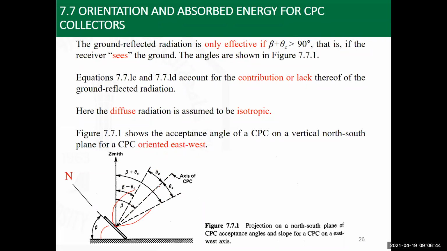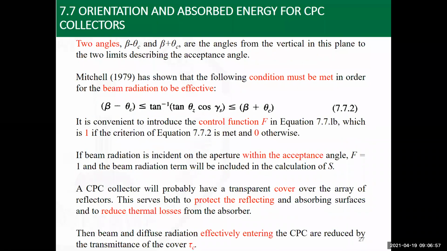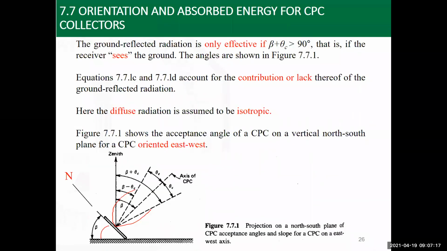And the energy will be falling into it. And now it depends on the values of beta and theta c how much of the energy is going to be falling in. So two angles are the angles that we are interested in, beta minus theta c and beta plus theta c. These are the angles from the vertical of the plane of the collector, providing the two limits of the acceptance angle. Again, the acceptance angle is this angle here, which is 2 theta c, this one.